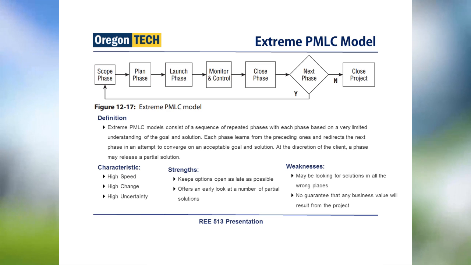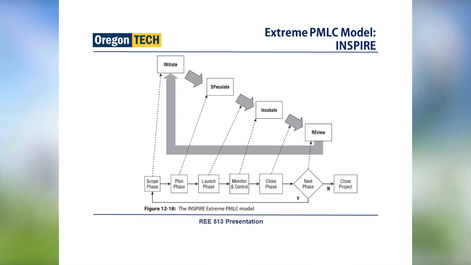Here's the definition, characteristics, strengths, and weaknesses of the extreme project management lifecycle. The extreme project management lifecycle is called INSPIRE. At the X phase, scope change and plan a new phase, a long phase. It's almost turning back to the beginning. It's like searching for something in a dark room.